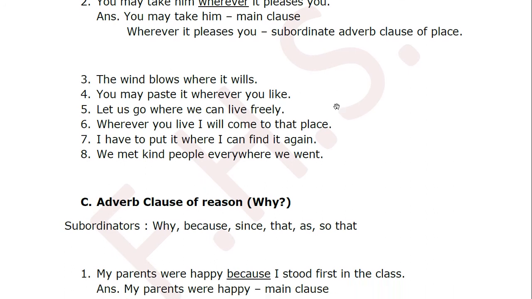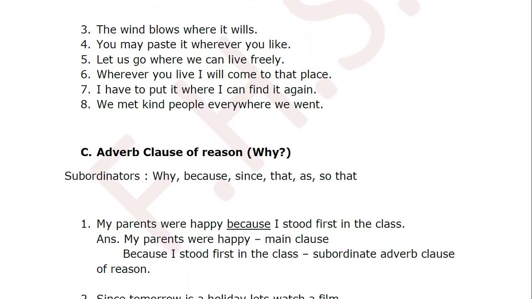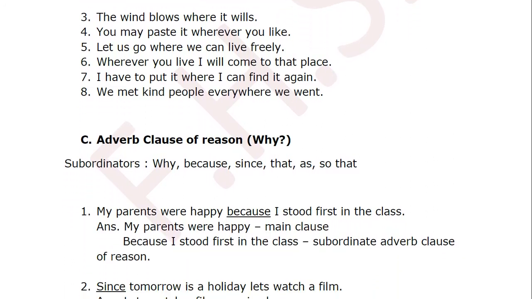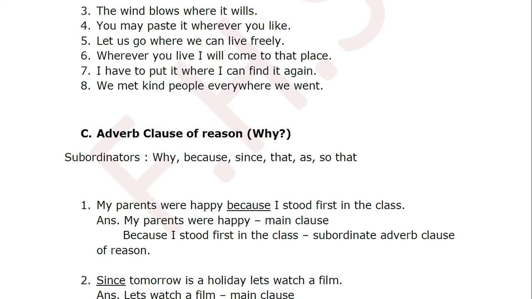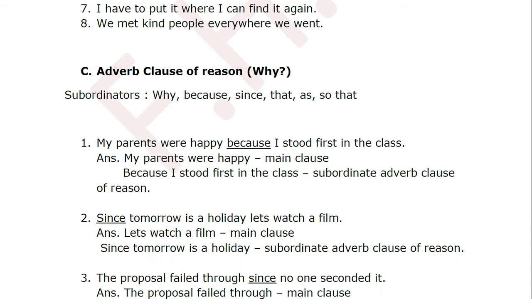So let's read the sentences that I have given you as homework. The wind blows where it wills. You may paste it wherever you like. Let us go where we can live freely. Wherever you live, I will come to that place. I have to put it where I can find it. We met kind people everywhere we went. So your subordinate clause of place is over.